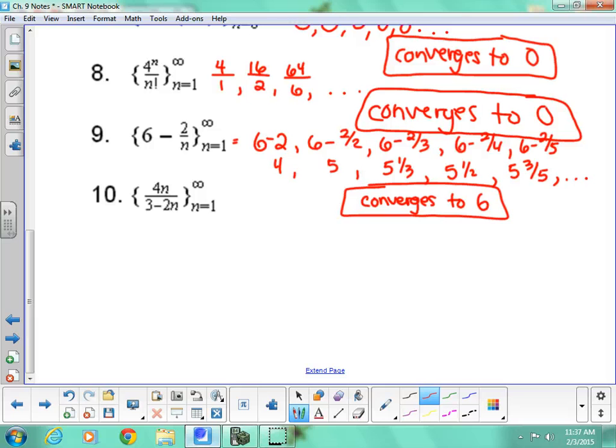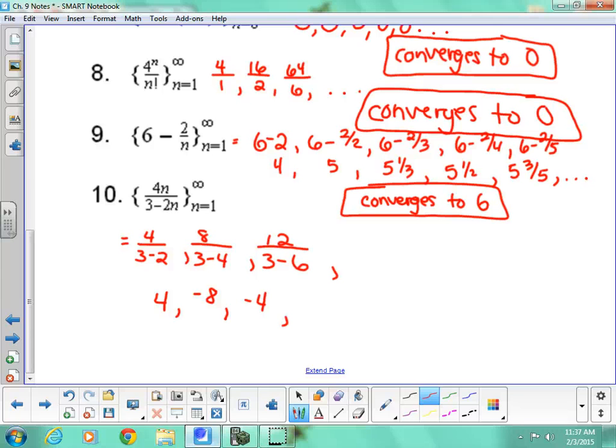Okay? This one, 4 over 1, 8 over negative 1. It's negative 2. What do we have? We have 4. We have negative 8, right? We have 12 over negative 3. Negative 4, right? Yeah, negative 4.